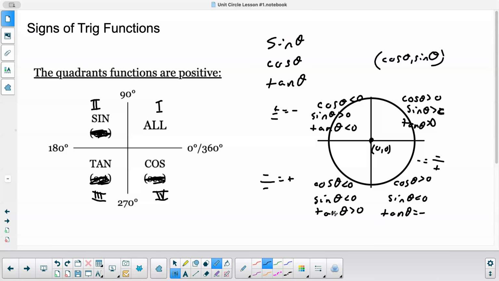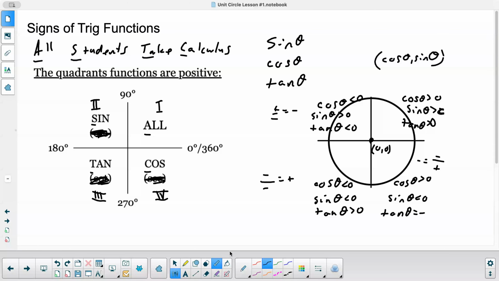Okay, so what that does is to simplify all this, we just came up with this acronym here. I like to call it All Students Take Calculus. Okay, so all are positive, sine is positive, tangent's positive, cosine's positive. And that just deals with sine, cosine, tangent.